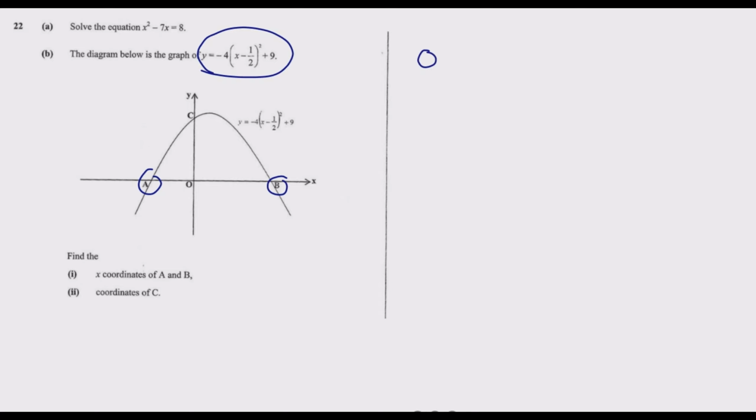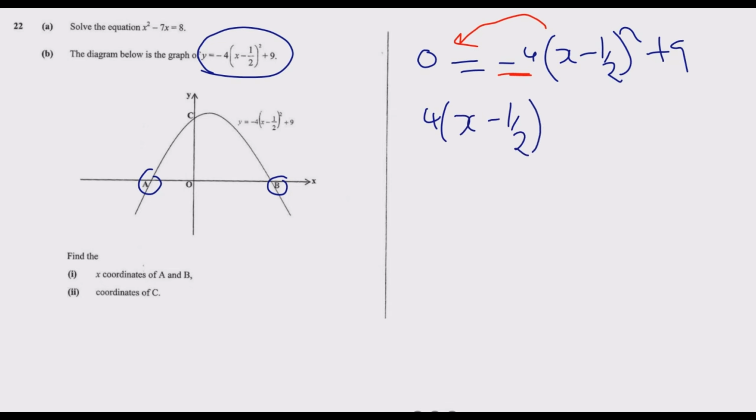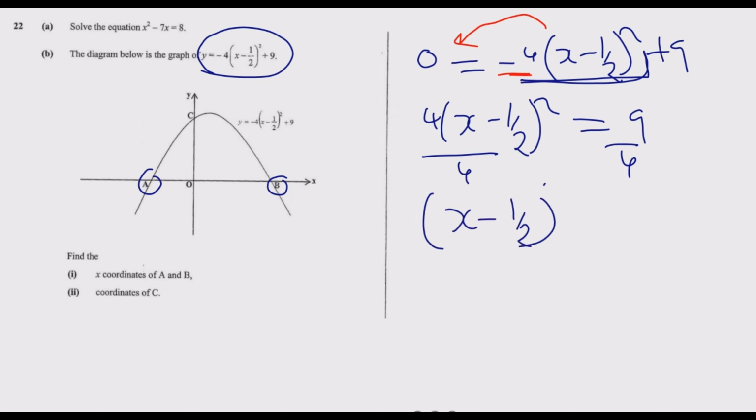So this becomes 0 is equal to minus 4 bracket x minus half to the power 2 plus 9. Then we take this one to this side. The moment it crosses the equal sign, it becomes positive. So we have 4 multiplied by x minus half to the power 2 is equal to 9. Remember, we're only taking this part. We can divide by 4 on both sides. So we get x minus half to the power 2 is equal to 9 over 4.